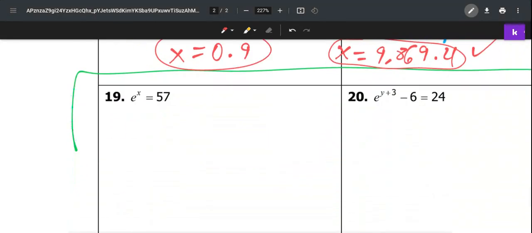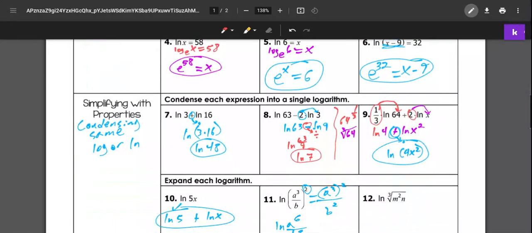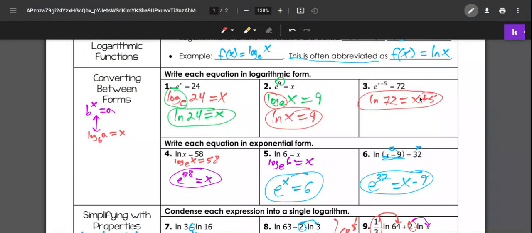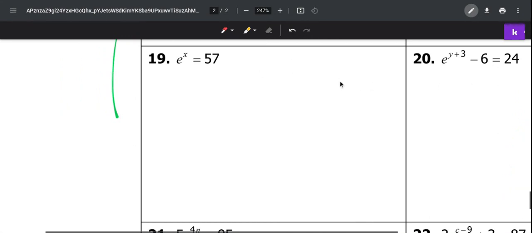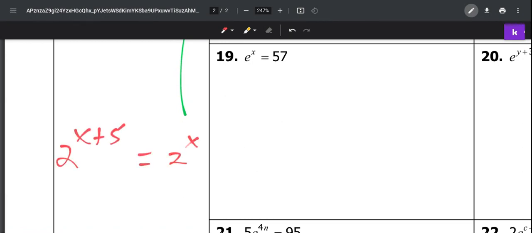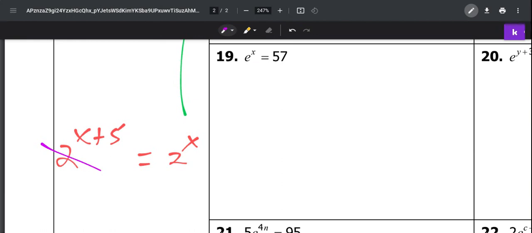Now, everything we've done thus far has been with a logarithm. It's been a natural logarithm, other than the exponential form that we did in 1, 2, and 3. We did exponential solving, but we did not do exponential equation solving with e. What we did earlier was something like 2 to the x plus 5 equals 2 to the x. If I have the same base for my exponent, I can cancel out those bases and just set the exponents equal to each other. We remember doing that.